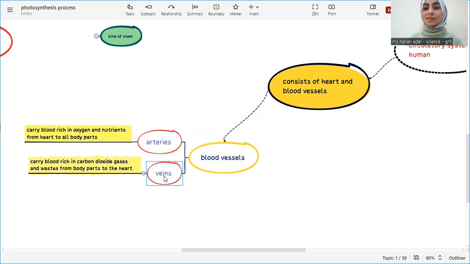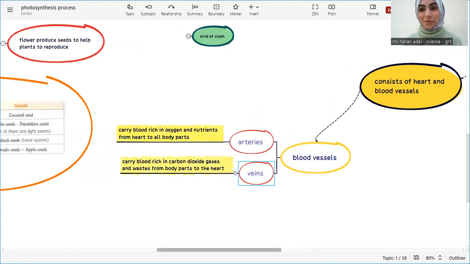The vein is the opposite path. It carries the blood that is rich in carbon dioxide gas that we don't need actually, and waste, from the body parts to the heart again. Why will it go back to the heart again? Because we want to get rid of them. So the heart will pump the carbon dioxide to the lungs so we can get rid of it, and it will pump the wastes to a special organ we have to get rid of these wastes. This is simply the circulatory system of human.